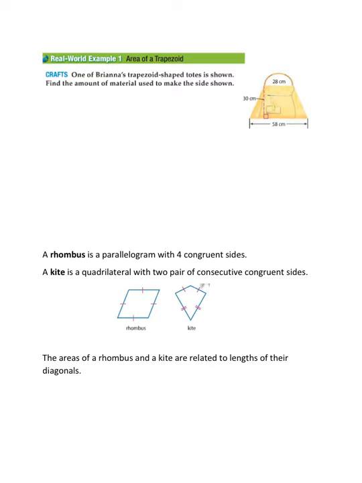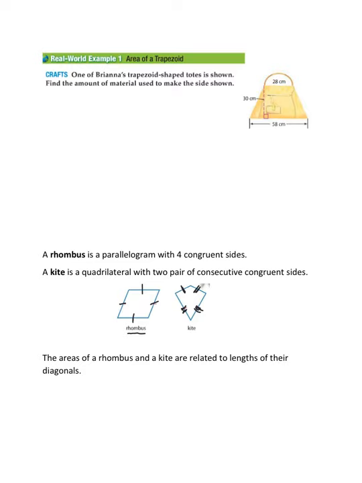All right, and then we had not talked about rhombus or kite. You guys recall a rhombus? It's a parallelogram with four congruent sides. So here you can see an example of a rhombus. Four sides, all the same length. A kite is a quadrilateral with two pairs of consecutive congruent sides. Two longer sides congruent to each other, they're consecutive, and then of course the two shorter sides.